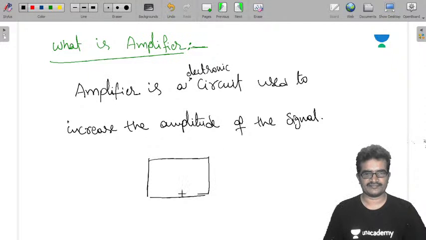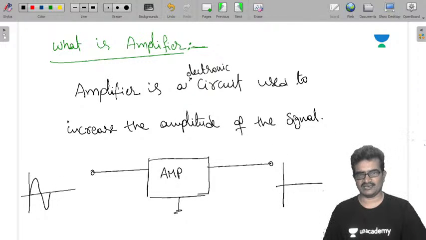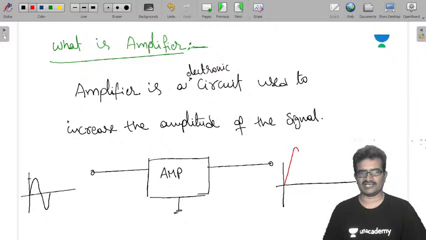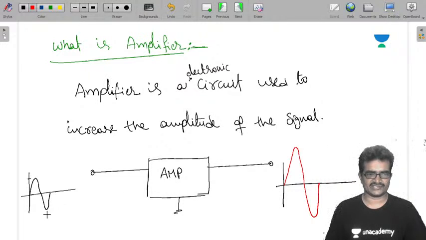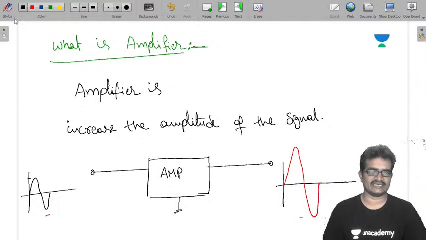let us take an amplifier. At the input side, I am applying some signal. Now at the output, your signal amplitude, that means strength, is going to be increased. Based on the type of amplifier, the signal is sometimes inverted and sometimes not inverted. That means phase shift. So signal strength is increased from here to here. That means signal amplitude is increased. So an amplifier is an electronic circuit used to increase the strength of the amplitude of the signal.